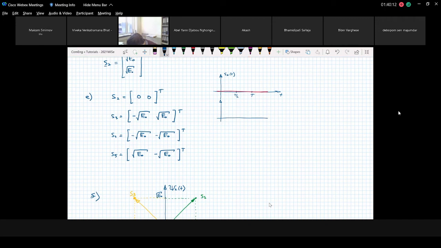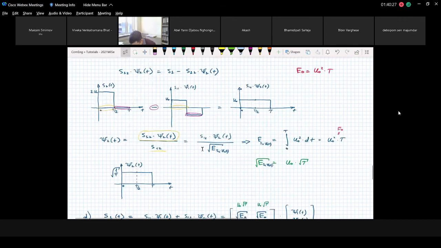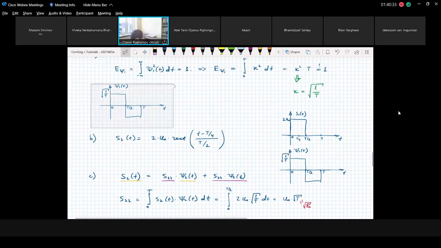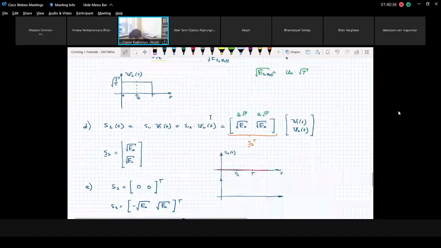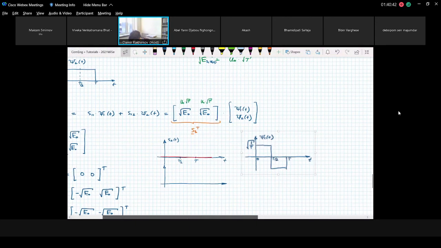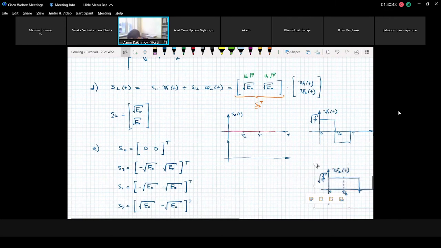Then S3 of t. Yeah, we need to think about S3 of t. In order to answer this question, I need to copy both basis functions that I have. I will copy the first basis function and place it nearby. And also I will copy the second basis function that I will place below. And now we try to analyze how the time domain signal will look like.